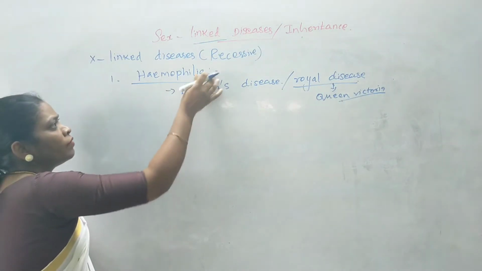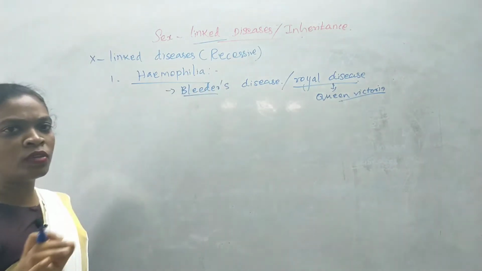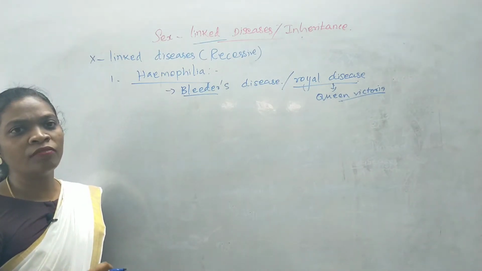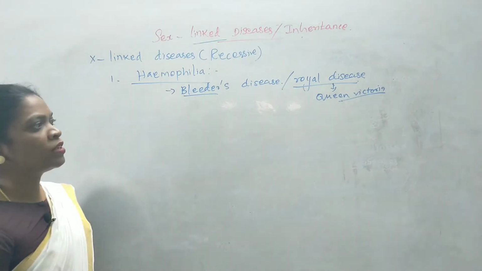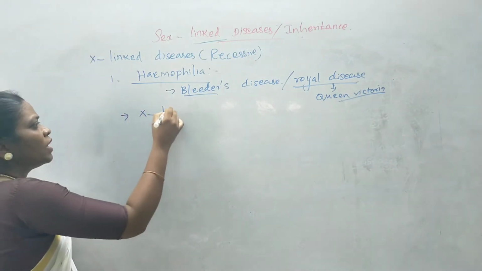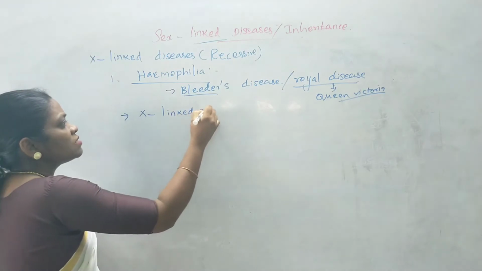Bleeders means these individuals, even when they have a minor injury, the bleeding will not stop. Otherwise it results in death of that particular individual. That is why it is known as bleeder's disease. This disease is caused by an X-linked recessive gene.